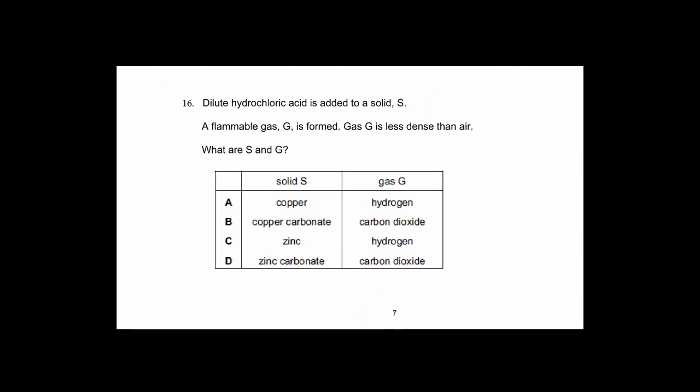Question number 16. Dilute hydrochloric acid is added to a solid S. A flammable gas G is formed. Gas G is less dense than air. So we are giving the properties of this gas G. This gas is flammable, and this gas is less dense than air. What are substances S and G?